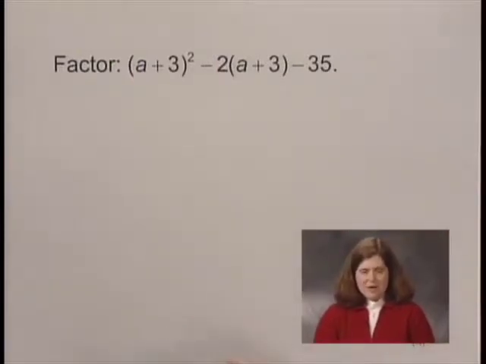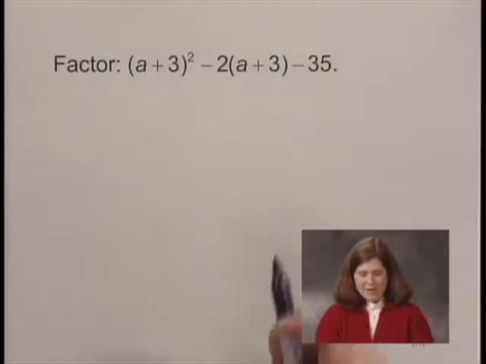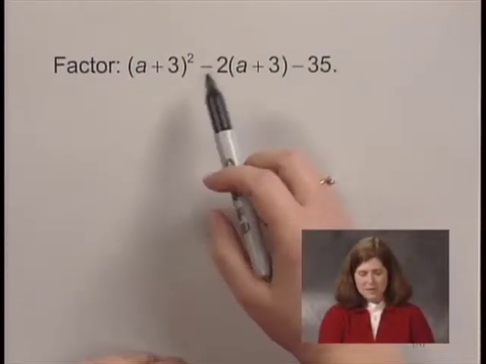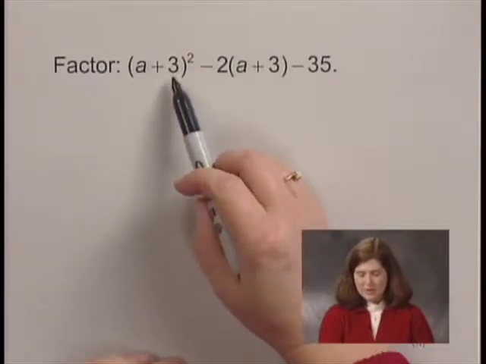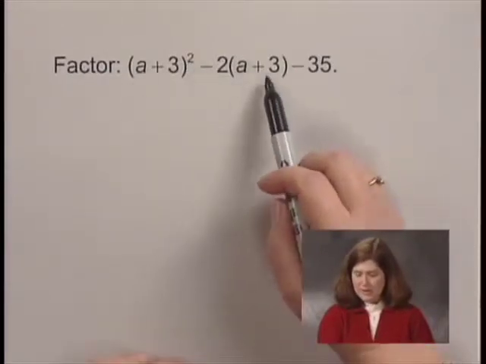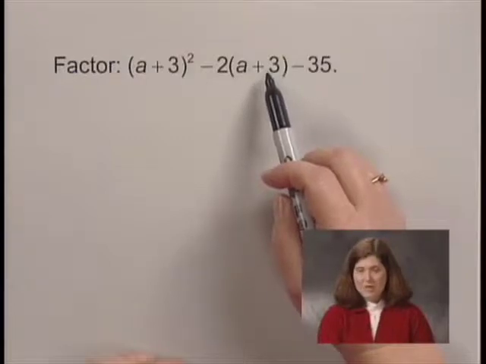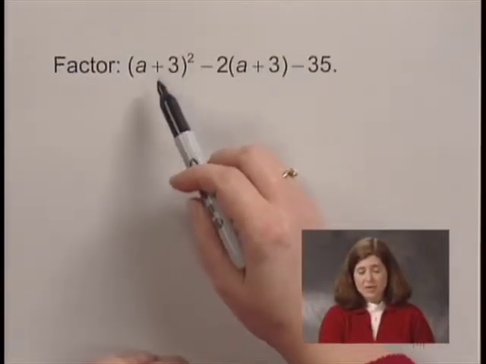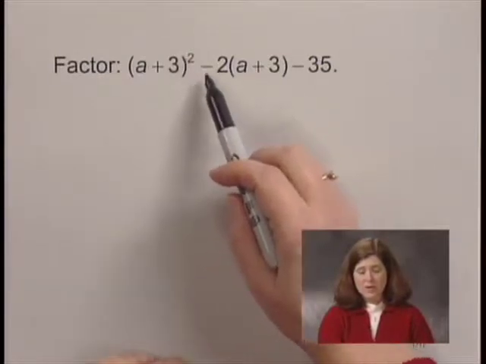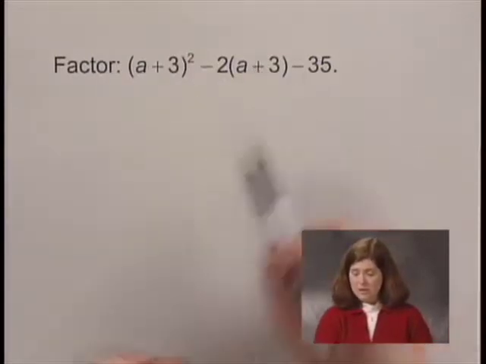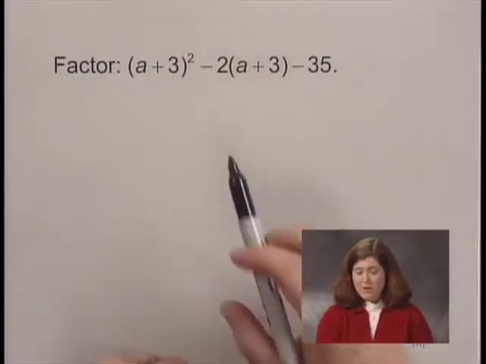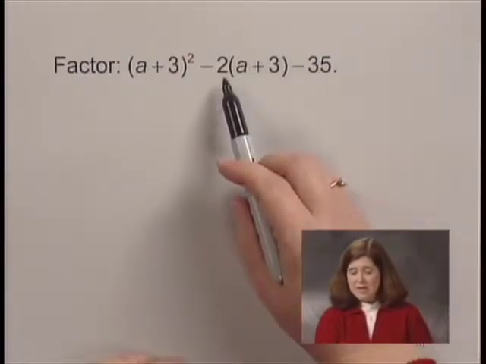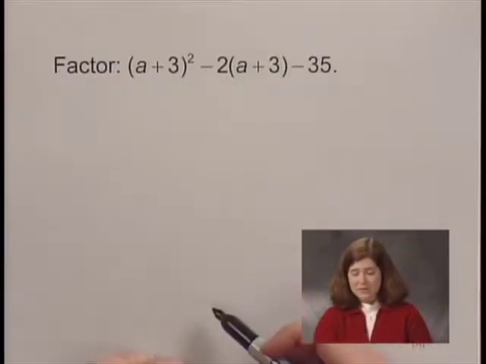Before we dive into this problem, let's take a look at it. I notice that I have a couple of places where the binomial a + 3 appears. It appears here, squared, and here. Now we can think of a + 3 as the variable, like if this were u^2 - 2u - 35. We can find a pair of factors of negative 35 whose sum is negative 2 and factor this way.